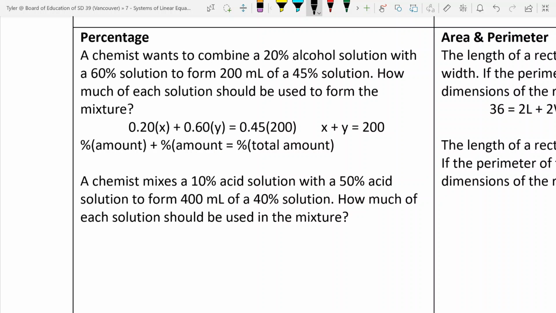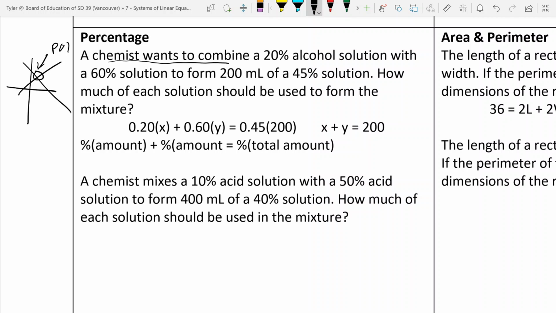All right, in this video, we're going to be talking about percentage problems. These are for systems of equations. So a reminder, when we're doing systems of equations, it means there's going to be two lines, and we want to find out that point of intersection, which is going to be an XY value. Okay, so let's look at this.